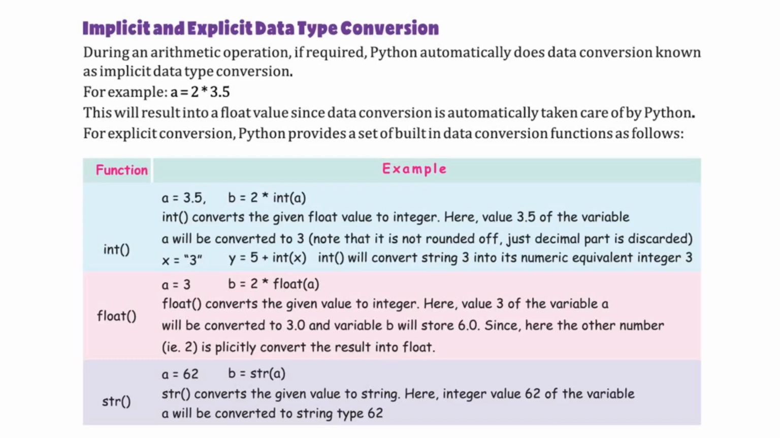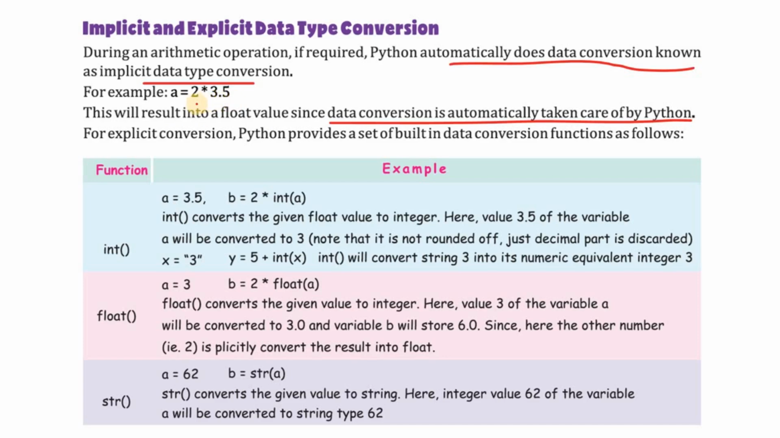When doing an arithmetic operation, if required, Python automatically does data conversion known as implicit data type conversion. Say for example here a is equal to 2 * 3.5, and this will result in a float value. Why? Since the data conversion is automatically taken care of by Python. Look into this. Here I have written a = 2 * 3.5. Now 2 is an integer whereas 3.5 is a decimal.